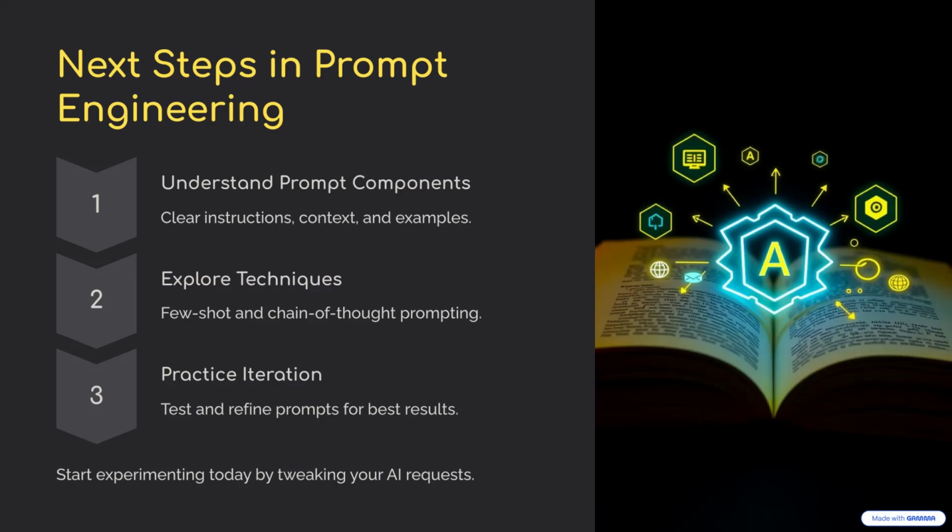Exactly. Future lessons will definitely dive deeper into those elements, and they'll explore specific techniques like few-shot prompting, where you give the AI just a couple of examples to show it what you're looking for. Or chain of thought prompting, which encourages the AI to show its work, to explain its reasoning steps. Interesting. And we'll definitely get into the iterative nature of it: you systematically test and refine prompts to get the best possible results.